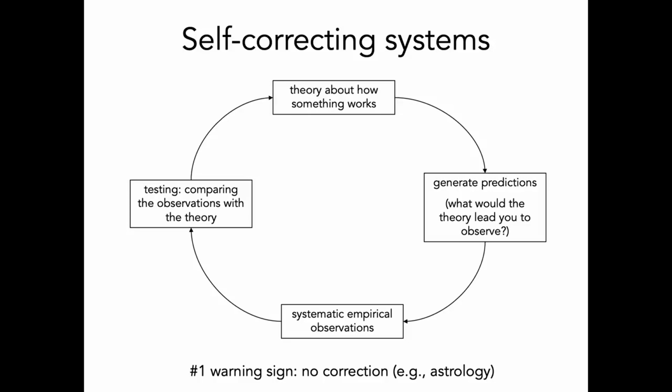Comparing the observations with the theory and then updating your theory and having new theory again at the top. The number one warning sign of a belief system about the world that is not high quality is that it doesn't incorporate this correction process. For example, in astrology, there's no way to update the theory of what sign you are, for example, based on observations.